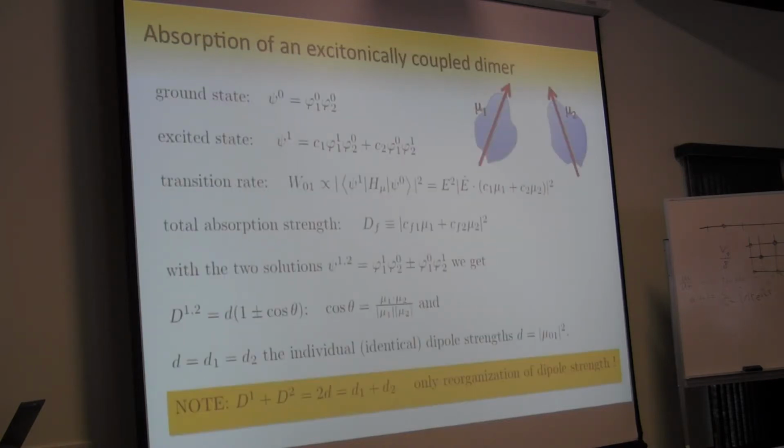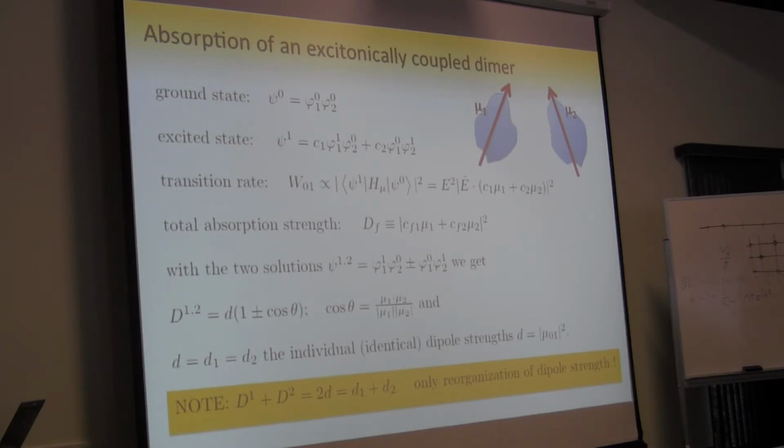That's trivial. So now let's come, which is already a little bit more interesting, to the absorption of an excitonically coupled dimer. That's what we just did, right? We coupled these two molecules together. And now let's see how the absorption changes compared to the individual absorption of these units. So our ground state is as before, the excited state is also what we had. And we can define the transition rate simply from the ground state to the excited state.